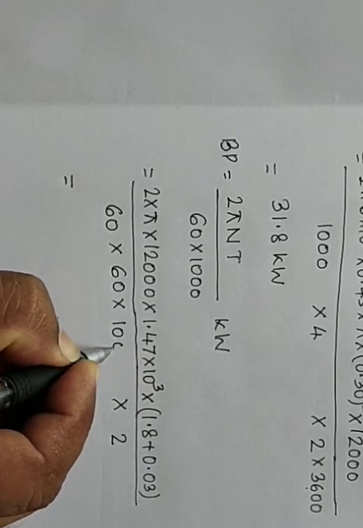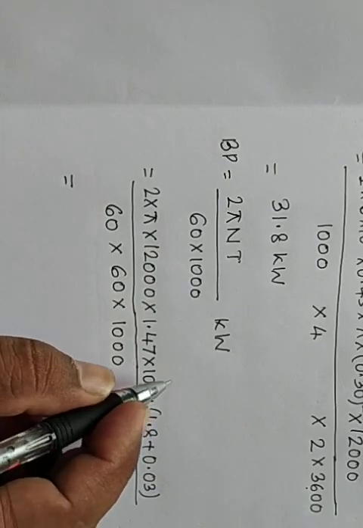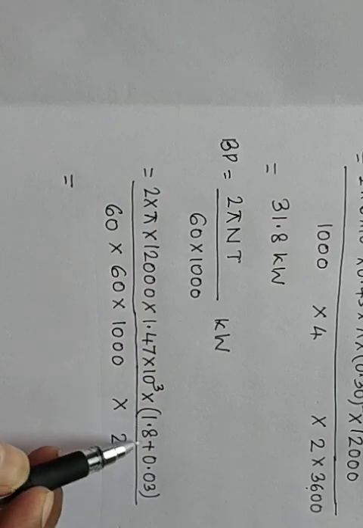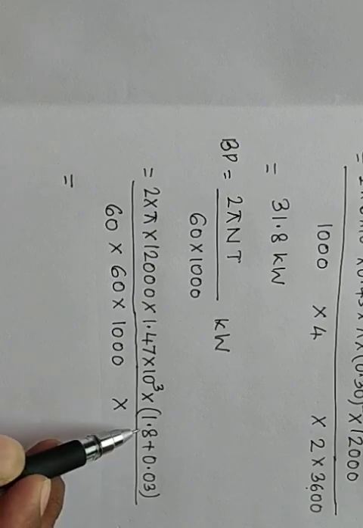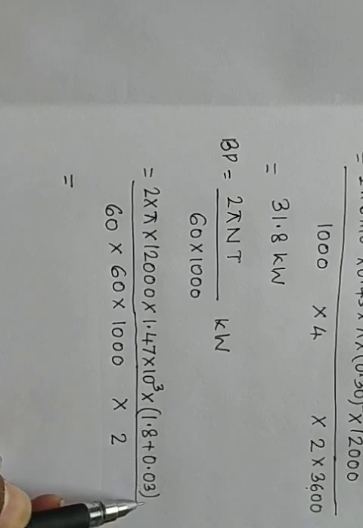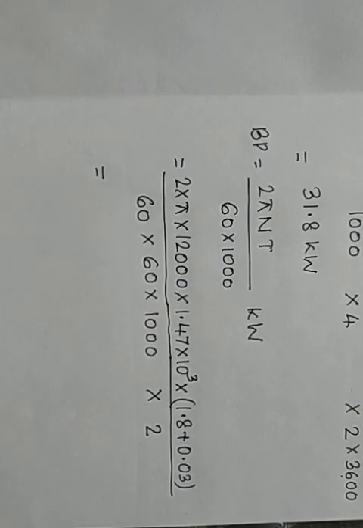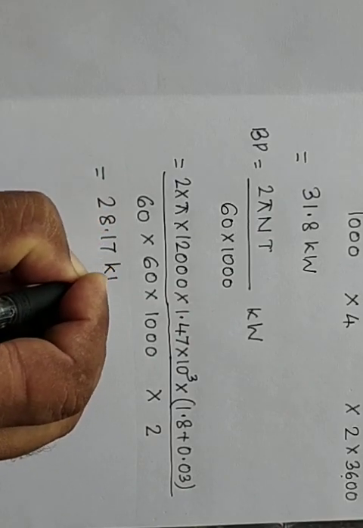So as it is given in kilonewton, find it in terms of kilonewton meter. So Newton meter, so I am multiplying it by 10 to the power 3. Then dB is 1.8 meters, dr is 3 centimeters. So (1.8 plus 0.03) divided by 2. So find out the value of BP. So you'll get the BP as 28.17 kilowatt.